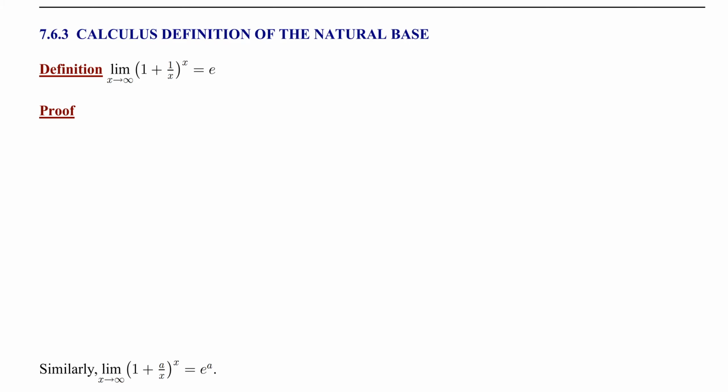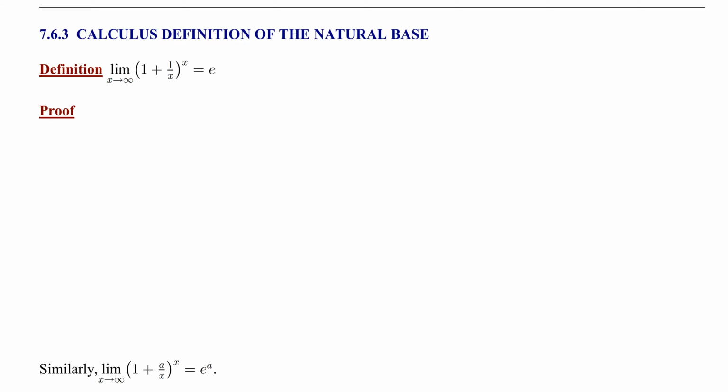At this point in your mathematical education, you may have experience with the natural base e simply as it relates to something such as compound interest or radioactive decay. In this section, we're going to examine the calculus definition of the natural base. The value of e is defined to be the limit as x approaches infinity of (1 + 1/x) raised to the x power.